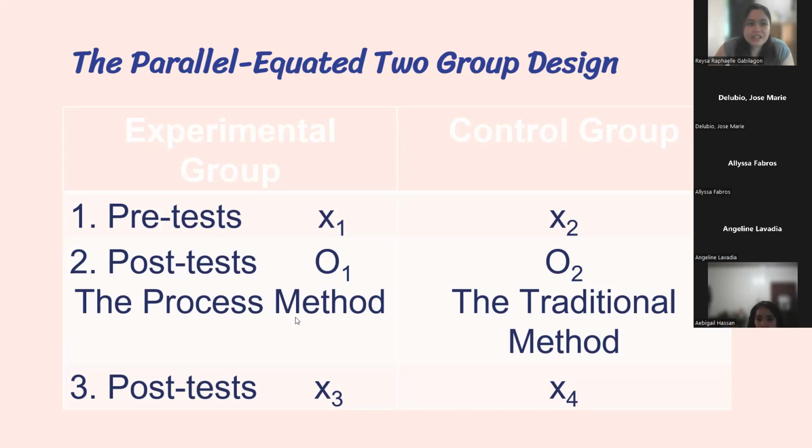And then after that, you will be doing the post-tests. Okay? So, parang pre-test and post-test, pero dalawang grupo. We call it the parallel equated two-group design. Again, there is still no randomization. Here, as you can see, there is no randomization in the illustration or in the table. So again, this is only under the pre-experimental research design.